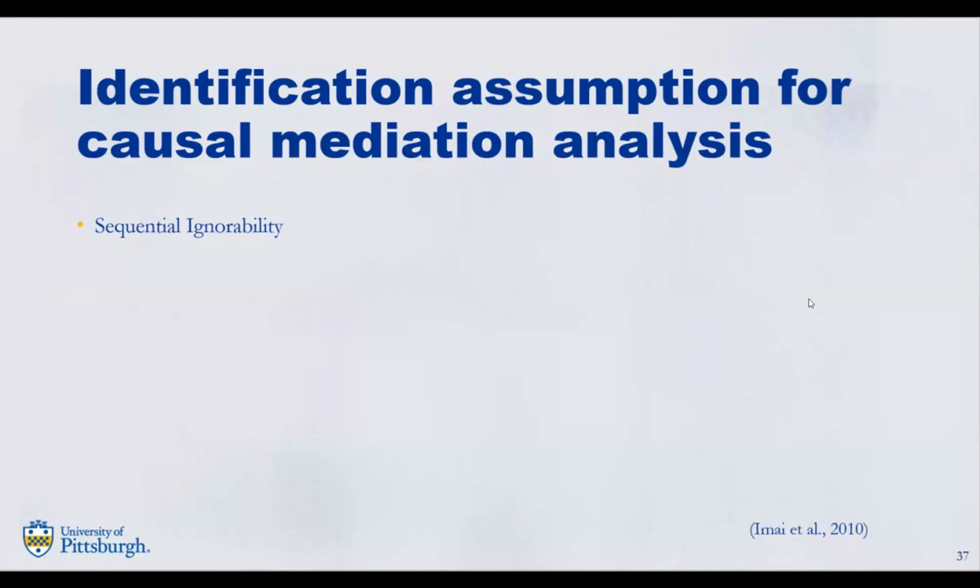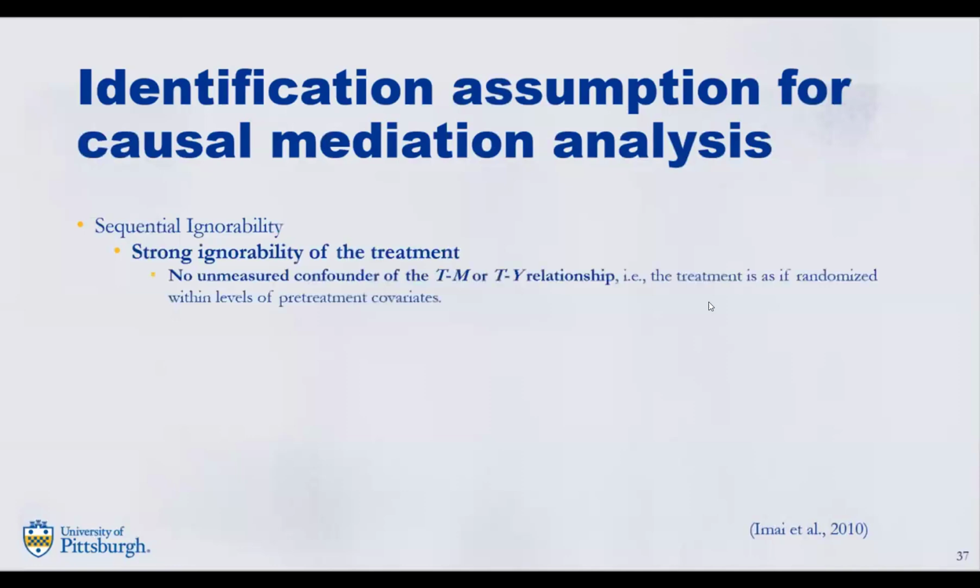Now we're going to move on to sequential ignorability, which includes two parts. Why is it called sequential? Remember, the mediation mechanism is essentially a sequential process. The treatment affects the mediator first, which subsequently affects the outcome. So the first part of the ignorability is the strong ignorability of the treatment. That means there is no unmeasured confounder of the treatment mediator or treatment outcome relationship. In other words, the treatment is as if randomized within levels of pre-treatment covariates.